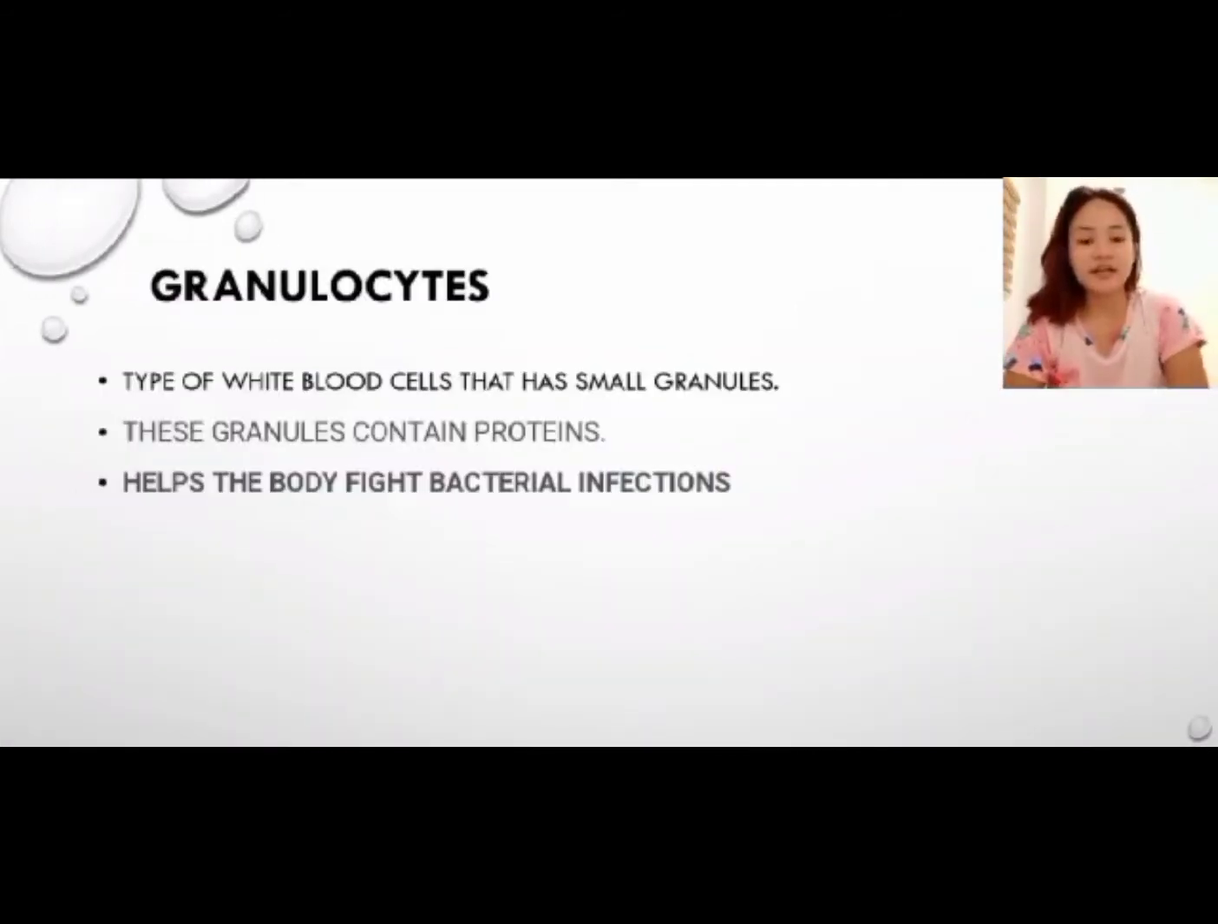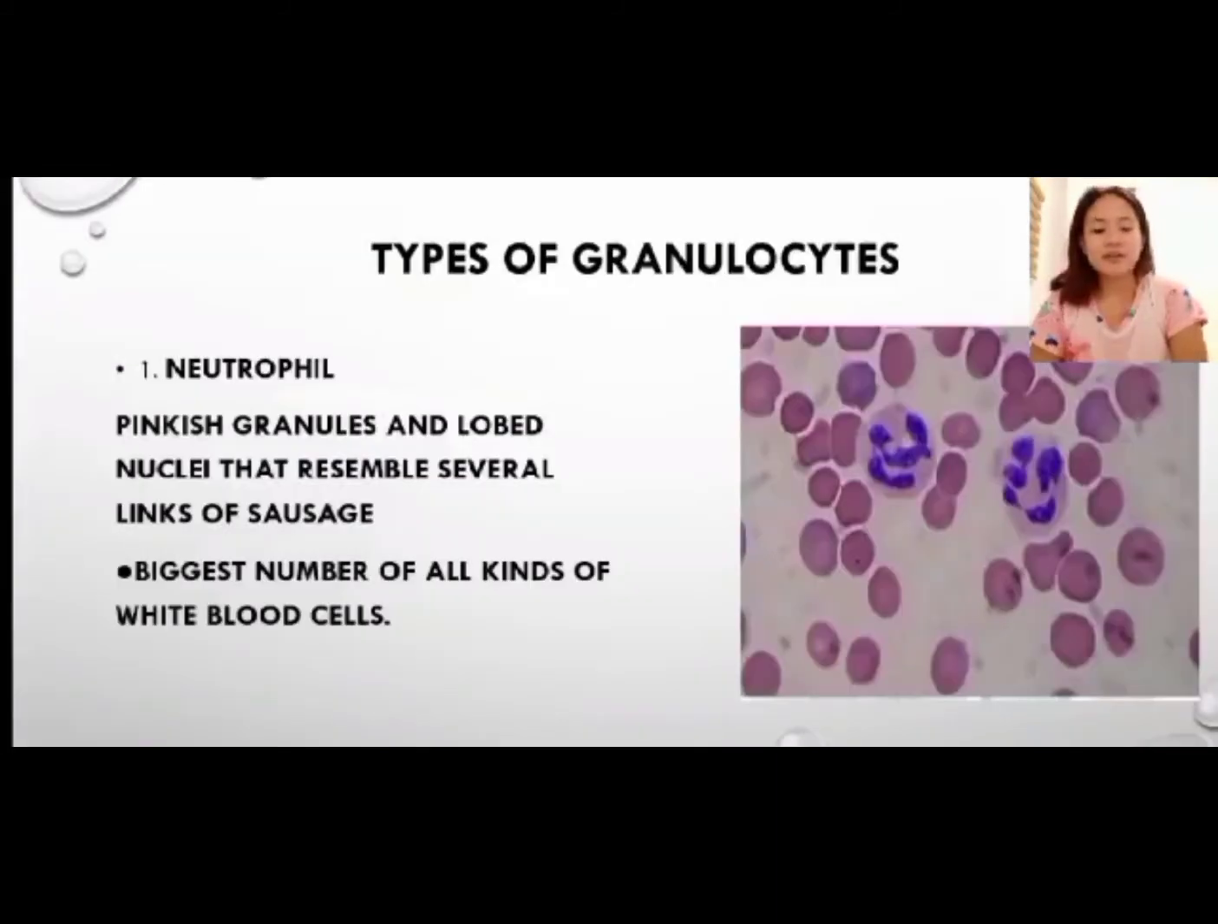For the granulocytes, granulocytes are a type of white blood cells that have small granules that contain protein, and help the body fight bacterial infections. For the types of granulocytes, the first is neutrophil. Neutrophil has pinkish granules and lobed nuclei that resemble several links of sausage. Biggest number of all kinds of the white blood cells. They kill and digest bacteria and fungi to help the body fight infections and heal wounds.